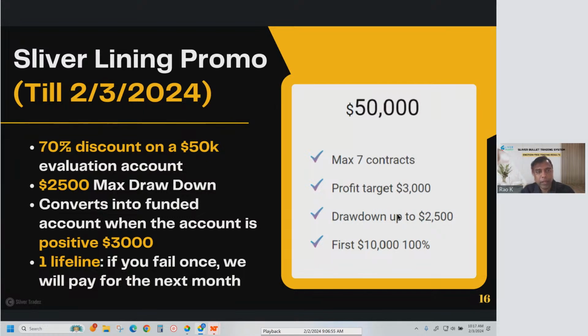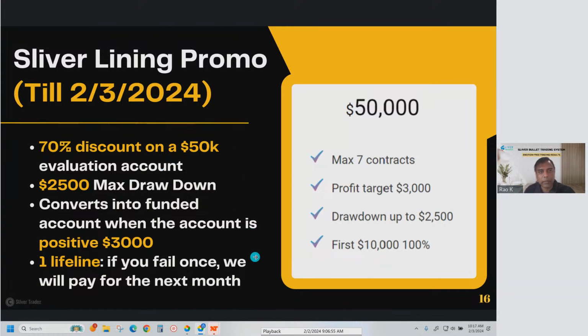And if you show $3,000 of profit, it converts that evaluation account into a funded account. Once it converts into a funded account and you build some buffer in that account, 90% of any profit in that account is yours. So we help you ease into this also through our promotion.